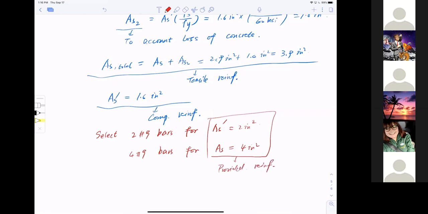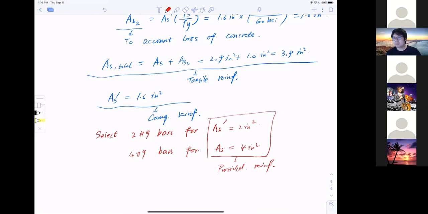Bob, yep, I have a question. Go ahead. So why did we need to add that AS2 to the tensile reinforcement?